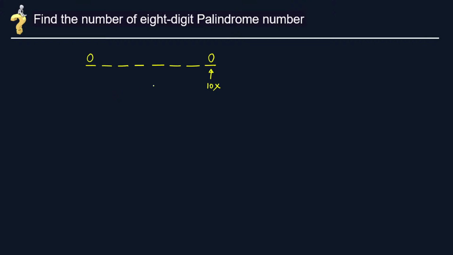So be very careful while you are filling the last place. The last place will not be filled in 10 different ways. Rather, it will be filled in 9 different ways. Any of the 9 digits can be used here; 0 is not included. I have explained why it is so. So any of 9 digits can fill the last place of an 8-digit palindromic number.